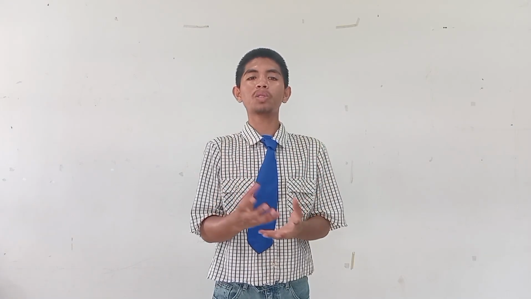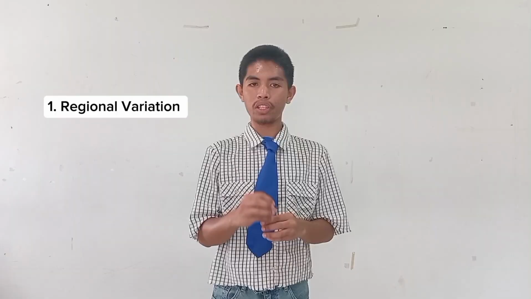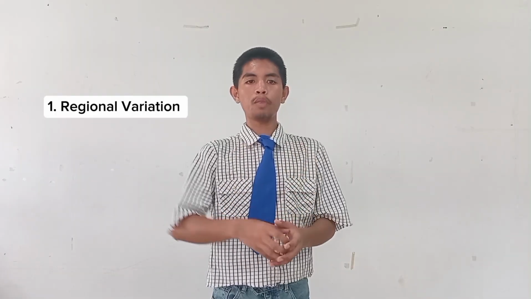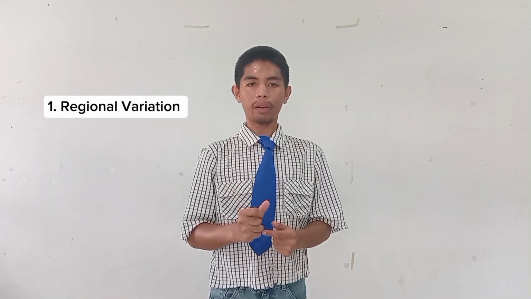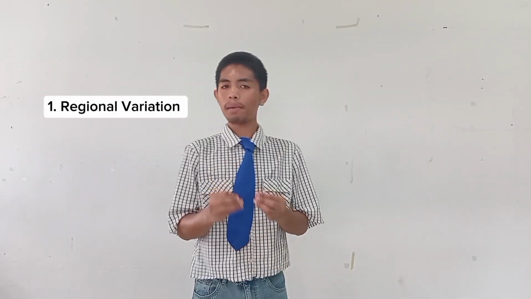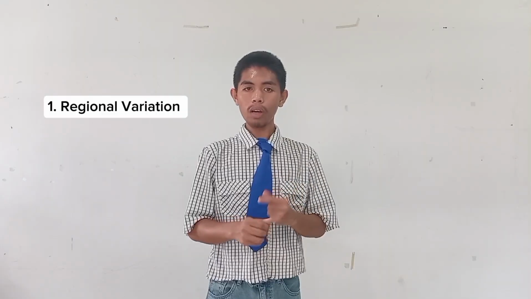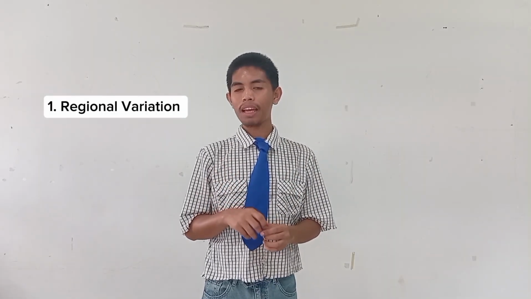And here are the types of language variation. First is the regional variation: differences in pronunciation, vocabulary, or grammar caused by geographical location. For example, for Tagalog, "Saan ka pupunta?" For Cebuano, "Asa ka paingon?"